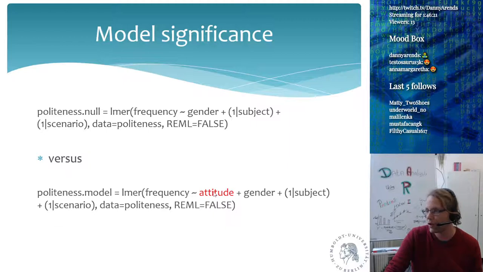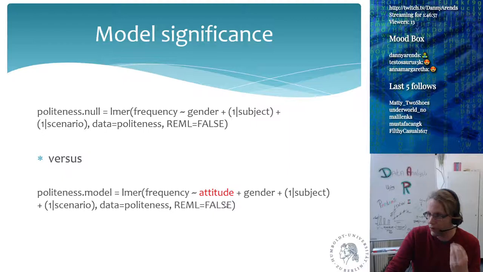by attitude, because that doesn't compensate for the fact that the same individuals are measured multiple times, and it doesn't correct for the fact that the same question is measured multiple times across different individuals. So I have to put in all of the factors that are nuisance variables, that cause variance in which I'm not interested, so things like gender and subject and scenario. And then I compare this model, which has the thing of interest, my variable of interest, to a model which does not have that.